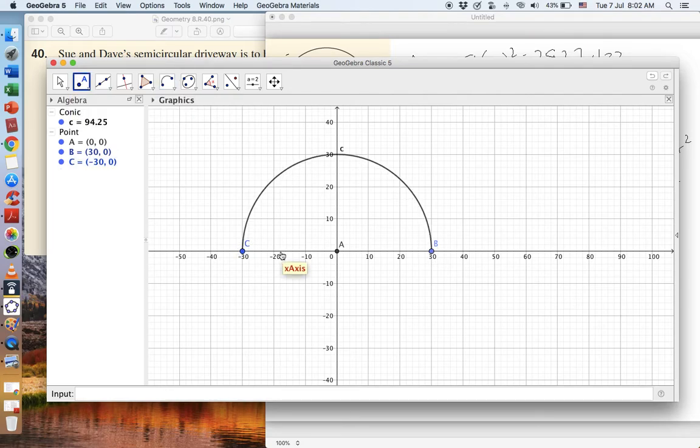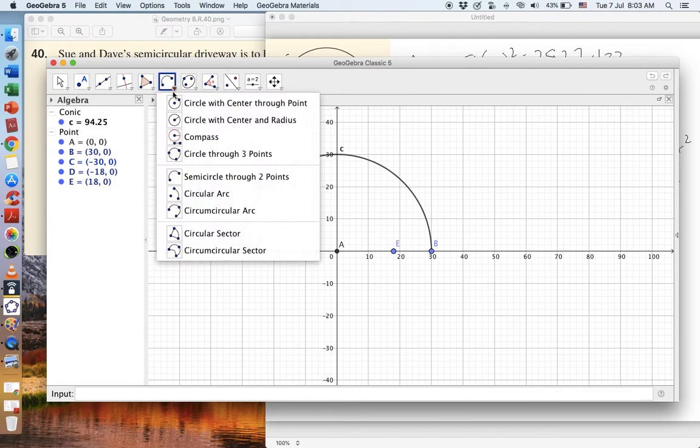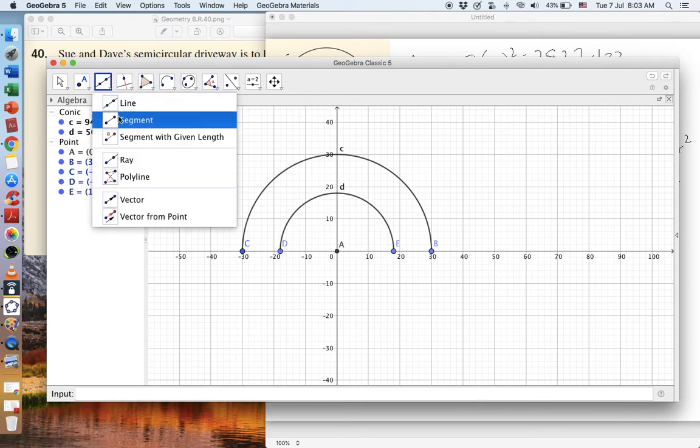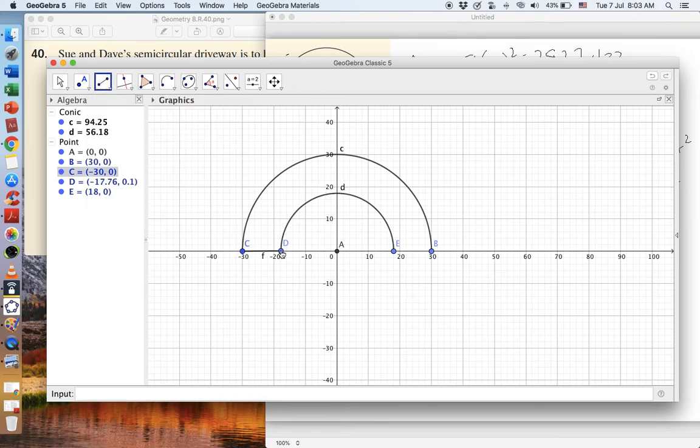And then we're going to put down another point at, I have to change that to negative 18. And then another one here at 18. Lay down another semicircle. And then we can put a couple line segments to make the edges of our driveway there. D should not be there. It should still be at negative 18.